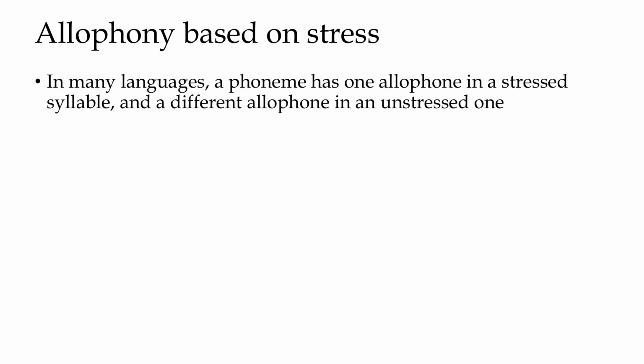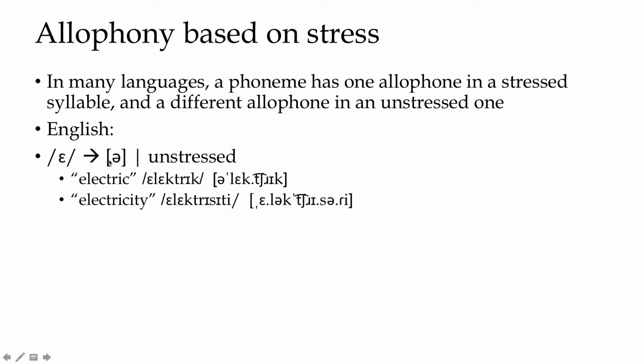Stress can also determine which allophone of a phoneme we pronounce. So in many languages, a phoneme would have one allophone which is used in a stressed syllable, and a different allophone of that phoneme is used in an unstressed one. For example, in English, the phoneme e has an unstressed allophone and a stressed allophone. So in a word like electric, this would be the underlying phonemes of the word, but this first one is pronounced differently because it's unstressed: electric. But we can see electricity, now that this first syllable is stressed.